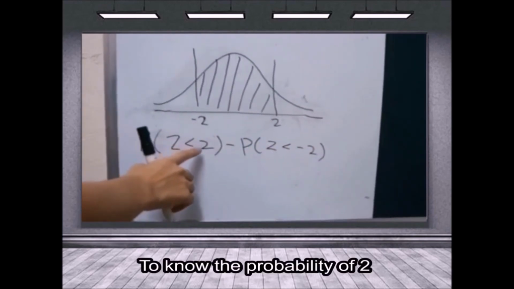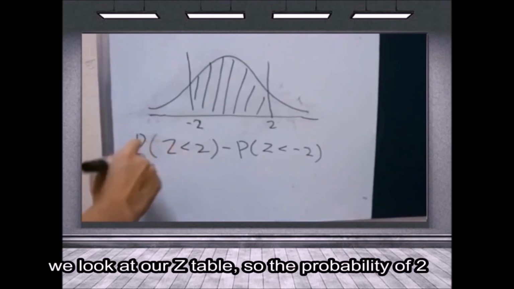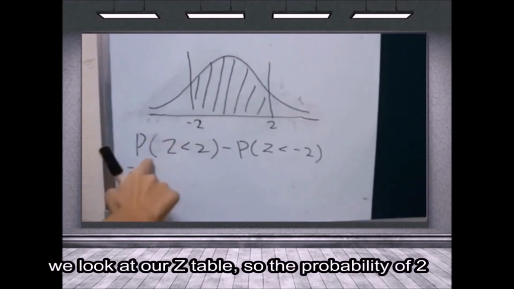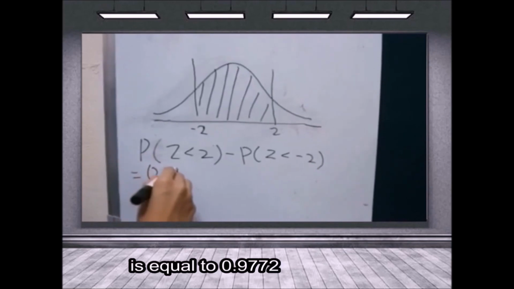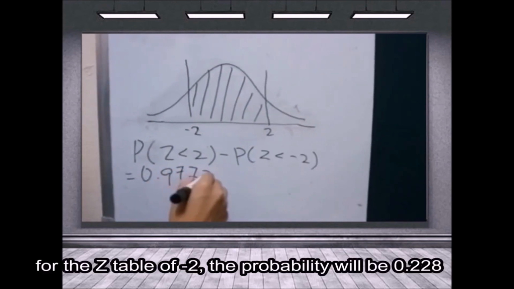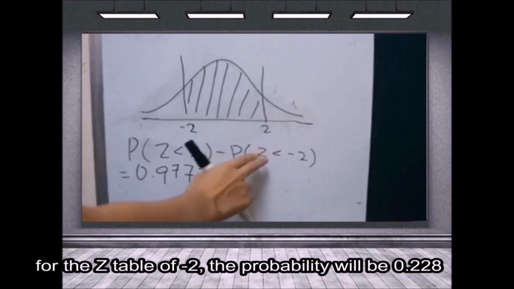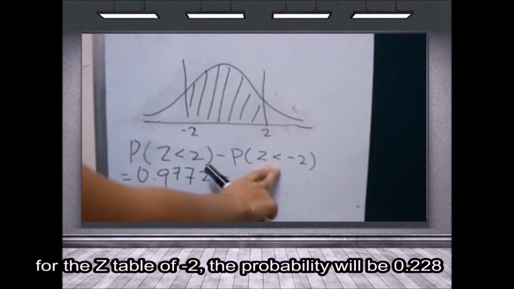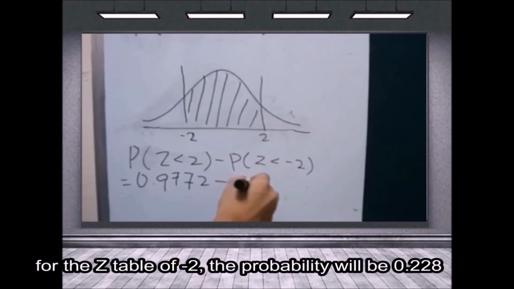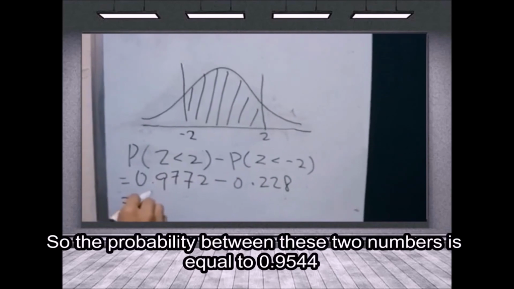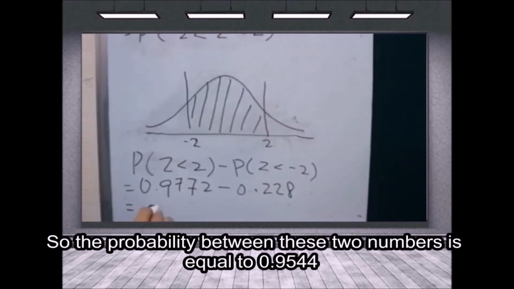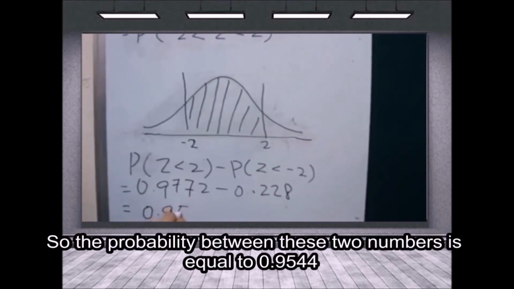To know the probability of 2, we look at our Z table. So the probability of 2 is equal to 0.9772. From the Z table for negative 2, the probability is 0.0228. So the probability between these two numbers is equal to 0.9544.